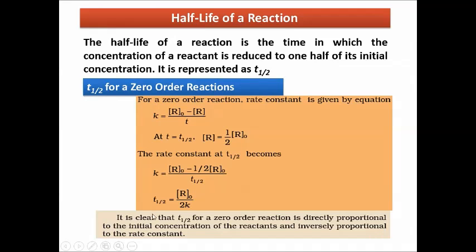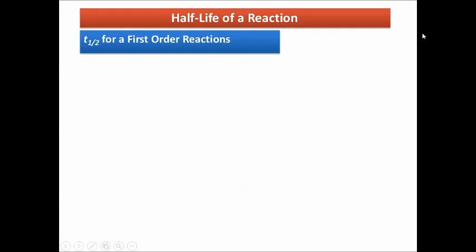From this equation, it is clear that T half for a zero order reaction is directly proportional to the initial concentration of the reactant, and it is inversely proportional to the rate constant. With this equation, we can understand that R0 is directly proportional and K is inversely proportional to the half-life of the zero order reaction. Next, we will see the first order reaction's half-life.